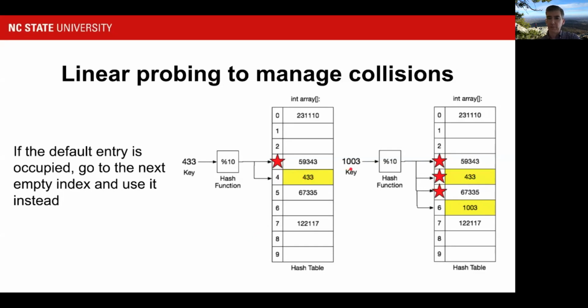Then, if we were to carry this on, let's say I want to put 1003 in my table, that again hashes to index 3, it's occupied, index 4 is occupied, index 5 is occupied, but index 6 was available, and so we store 1003 there. So linear probing is just this idea that if the first position in the hash table is being used, you increment until you find a free entry and you store the data there.